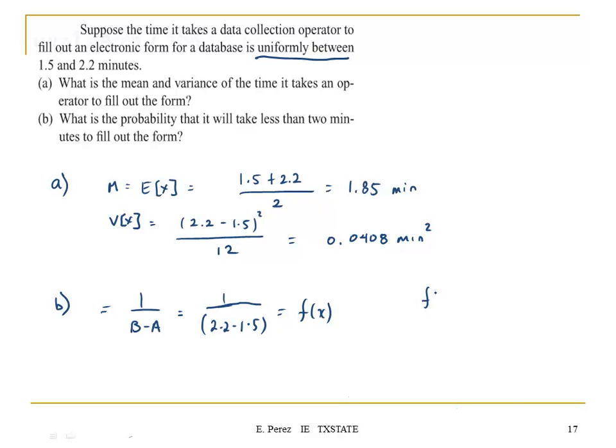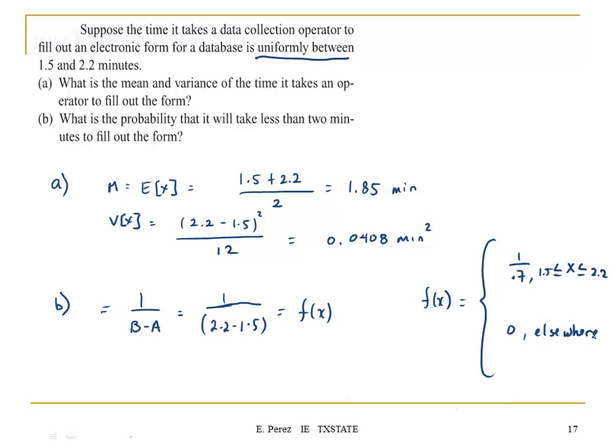So f of x equals 1 over 0.7 for x between 1.5 and 2.2 and 0 elsewhere. So this is the right format for the PDF. Okay, so this PDF only applies for this range.